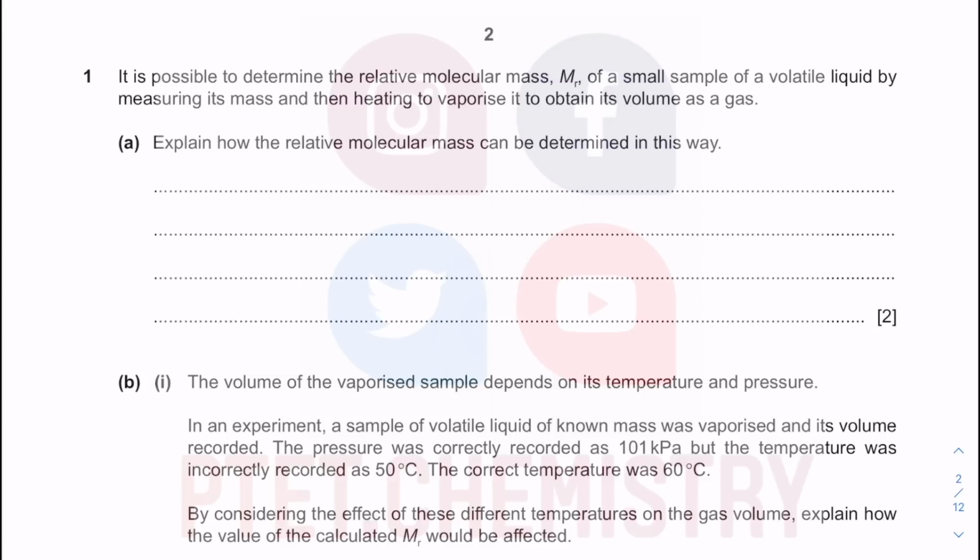This is the first question. This is a planning question. This is about determining the relative molecular mass, MR, of a small sample of a volatile liquid.